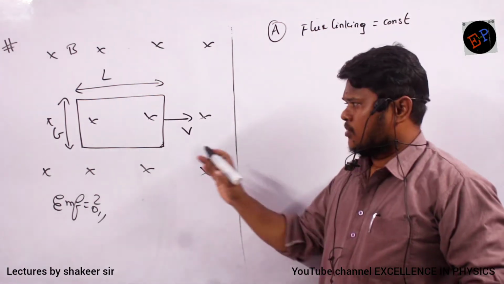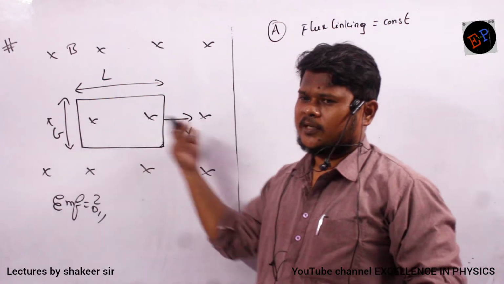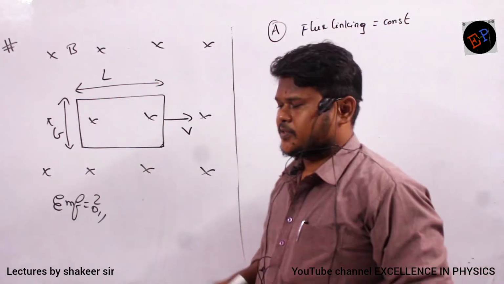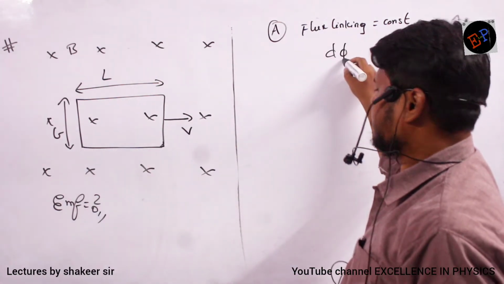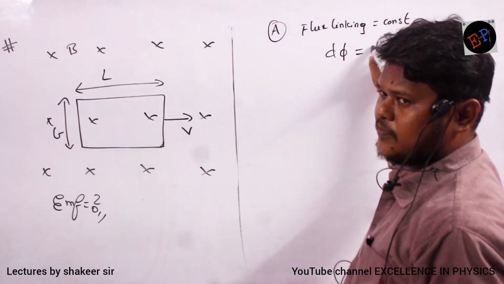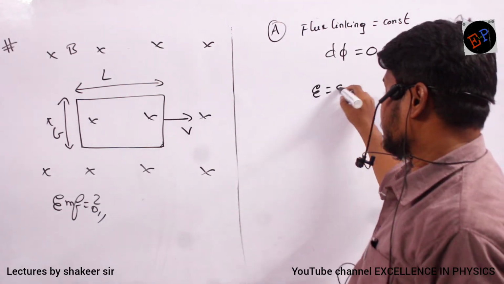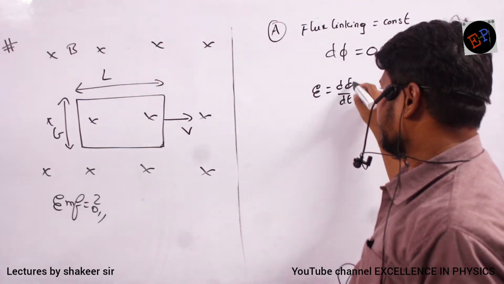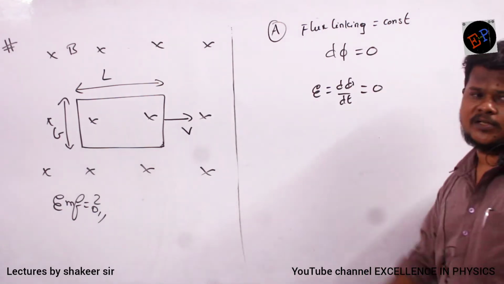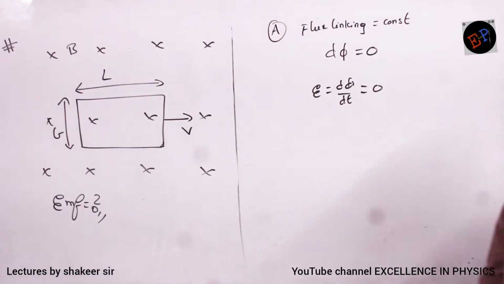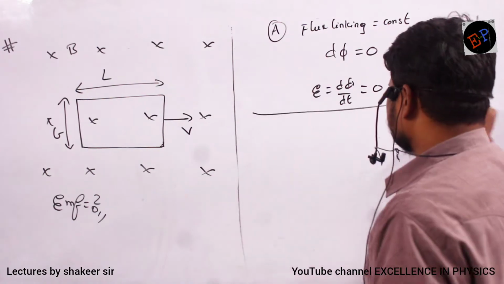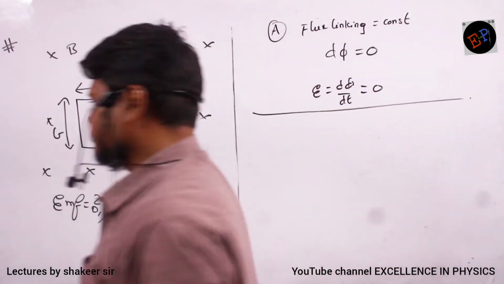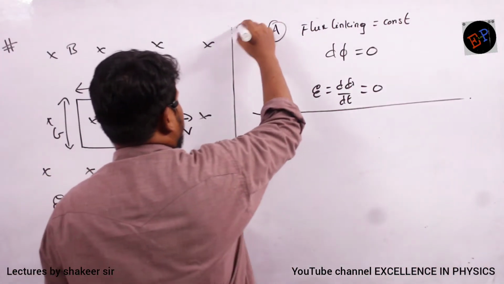One magnetic line leaves and another enters. So flux is constant. If flux is constant, d phi, the change in flux, is 0. So EMF induced, d phi by dt, value will be how much? See, this is one method of explanation. Now we will try to understand this one by using motional EMF. This is the first method.